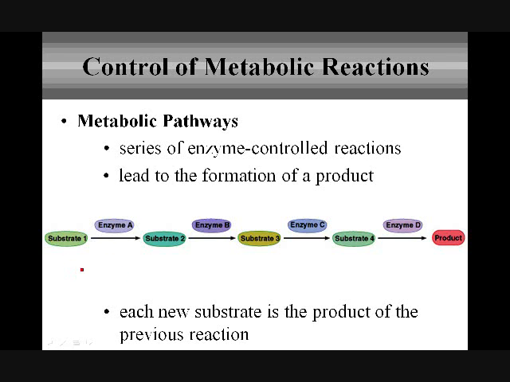So as in our picture, we show that we have one substrate that the enzyme will act on to get our second substrate. That one is going to be altered by another enzyme to get the next substrate, and so on and so forth. So it's really kind of like a chain reaction that occurs. And like I said, each new substrate is a product of the previous reaction, and it's going to be the reactant for the future reaction. So they just kind of continue on in series.